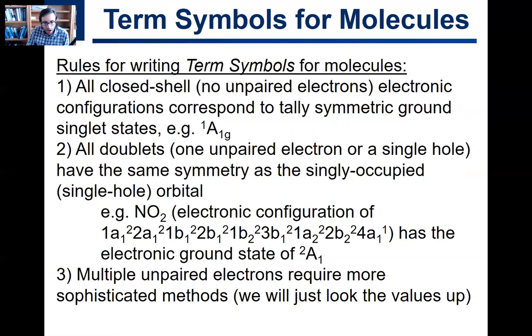For multiple unpaired electrons, these require more sophisticated methods, and we will just look those values up. So if you have a triplet state, that gets a little bit more complicated. I can refer you to references that show you the rules for how to come up with these. It's not really important for this course. I'll just give you the values that we need. As you'll see, this chapter will get complicated enough as it is, so I'm just avoiding this topic. But I do want you to know how to write term symbols for singlets and doublets.